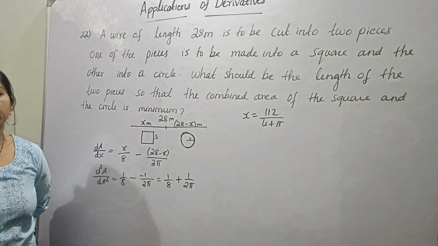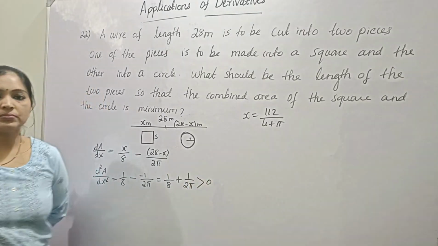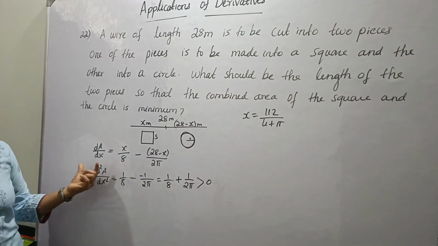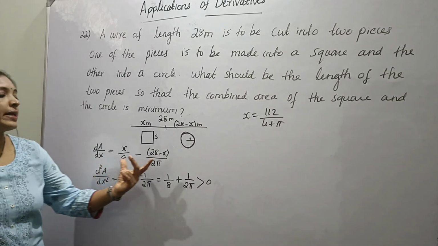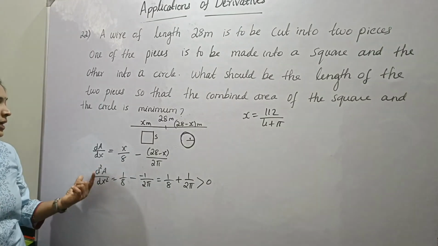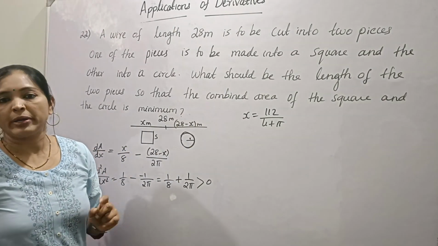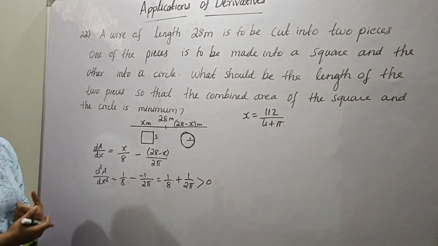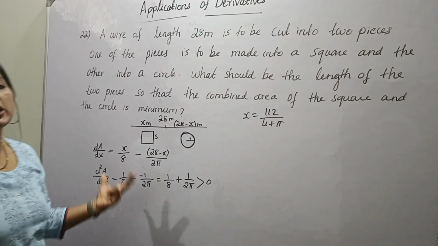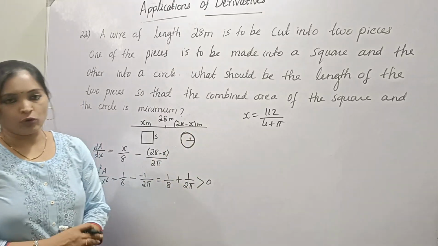See, we have got a positive number, that is greater than 0. So here d square A by dx square is greater than 0 at any point. That is, we can say d square A by dx square is greater than 0 at x is equal to 112 divided by 4 plus pi. So here we have got that this function is minimum at x is equal to 112 divided by 4 plus pi.